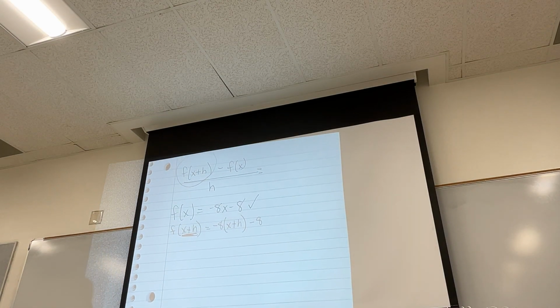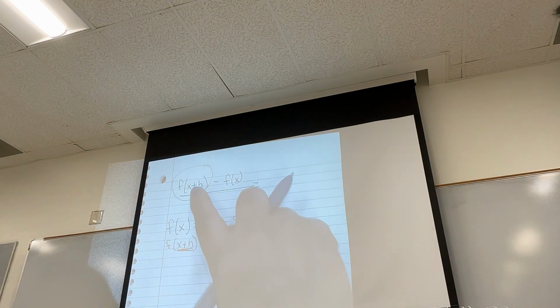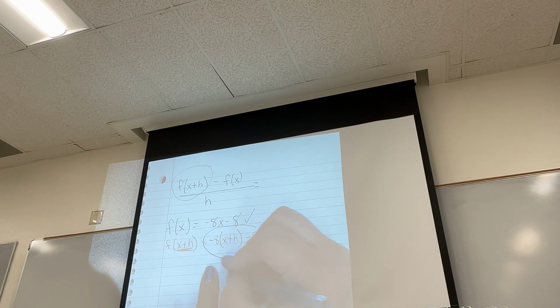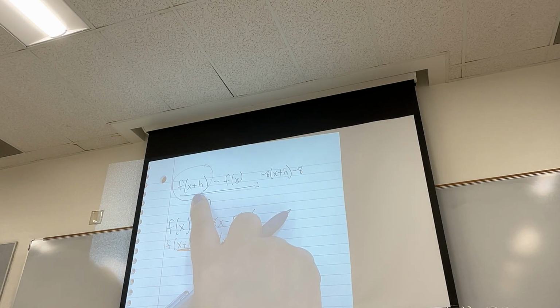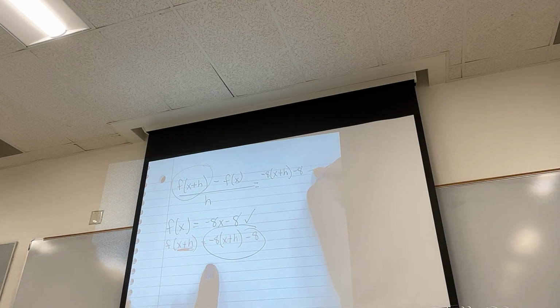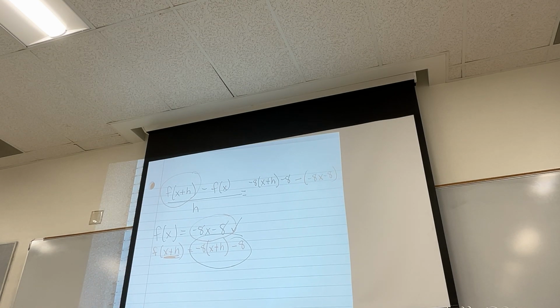So all I did was just do the x plus h first. We're going to put them together in this formula. So f of x plus h is all of this: negative 8 times x plus h minus 8 is f of x plus h. Minus f of x, which is negative 8x minus 8, but I have to put it in parentheses because I have a minus in front, so we don't forget to distribute. All of that is over h. Now we do the math.